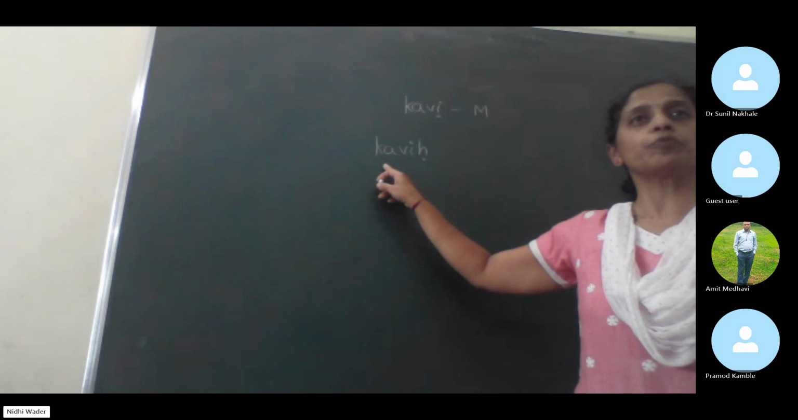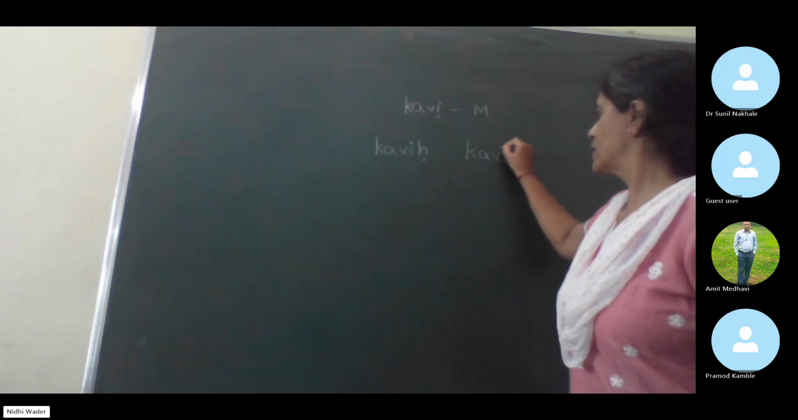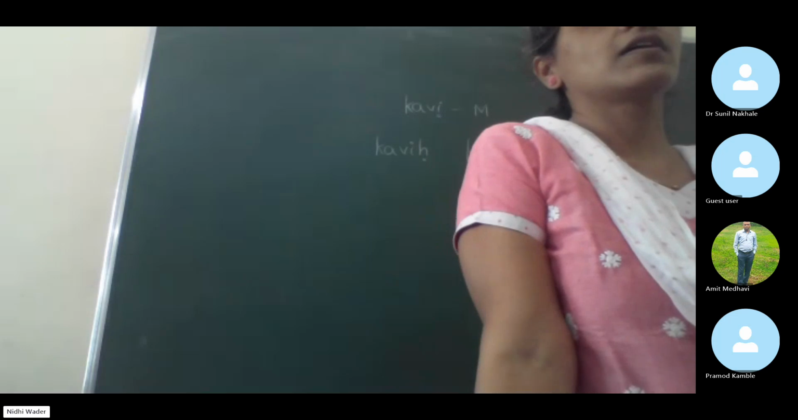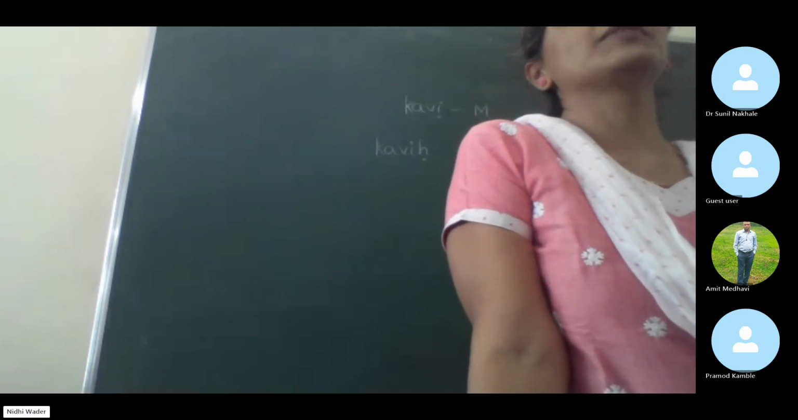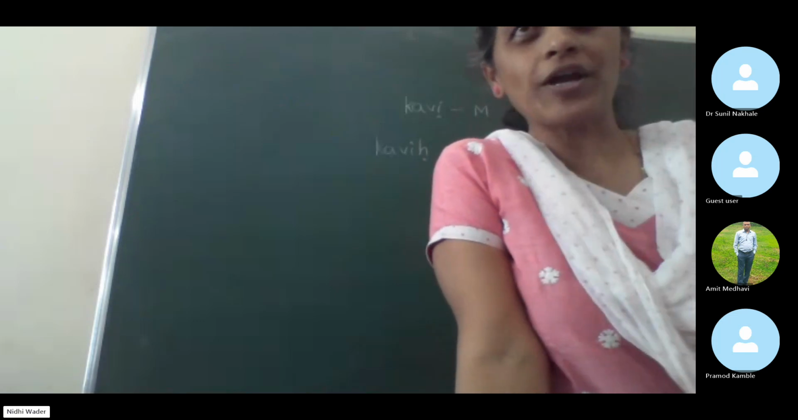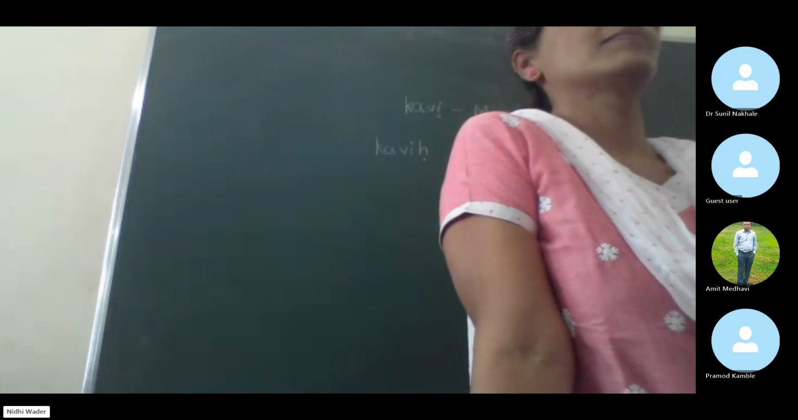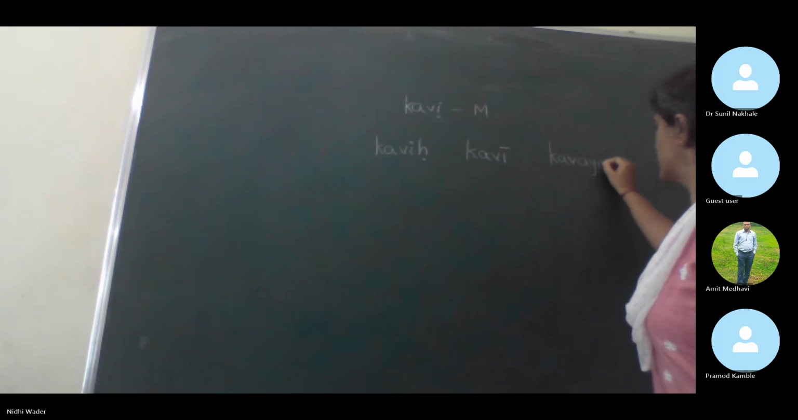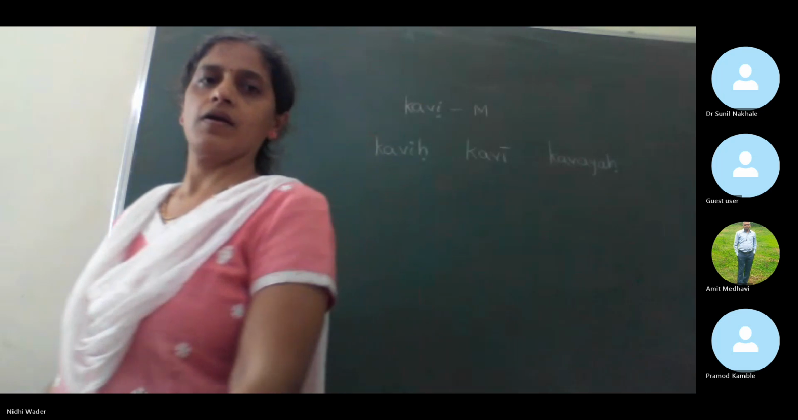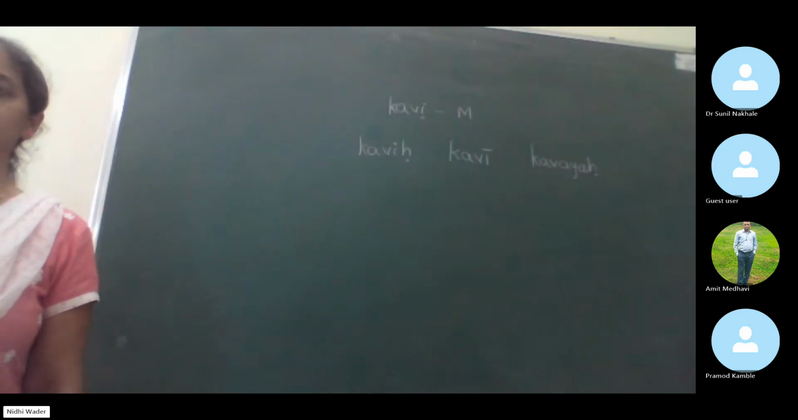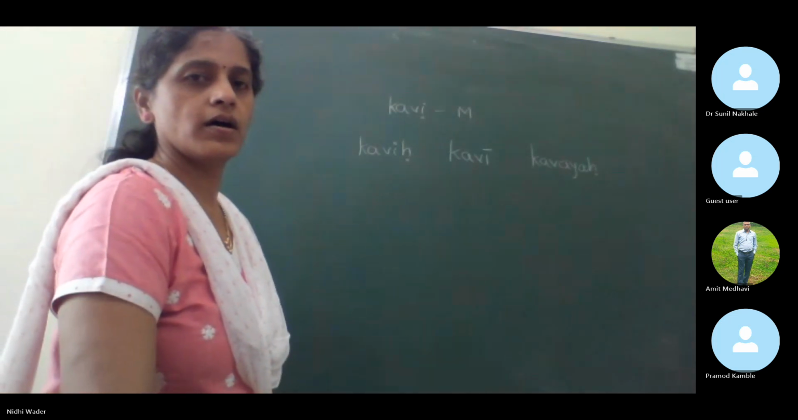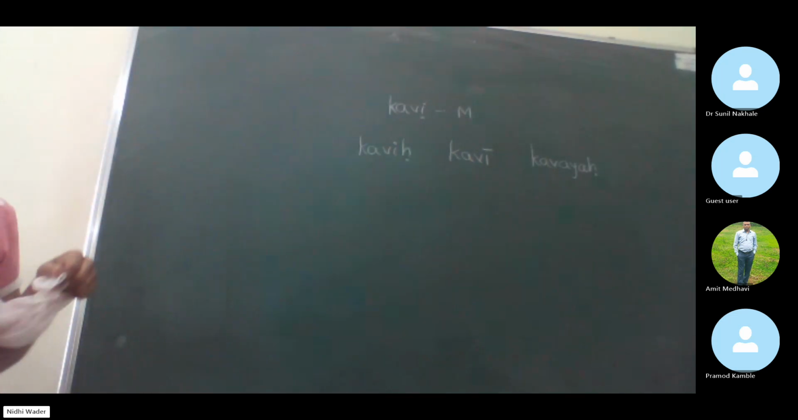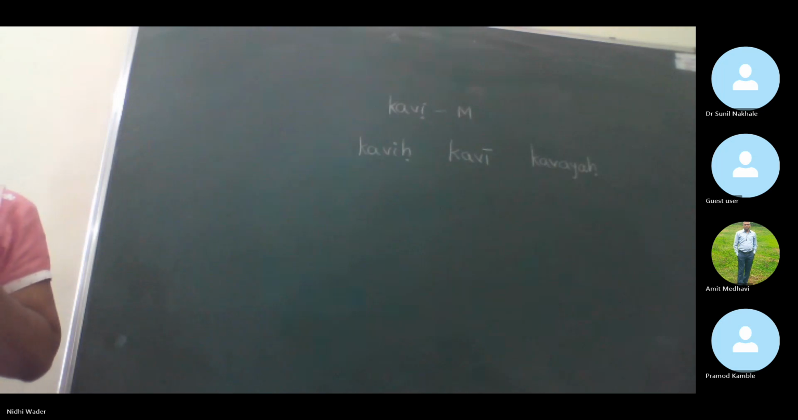Kavihi. Suppose there are two poets. Kavi kavitam likhataha. What is the meaning? Two poets are writing a poem. So two poets, because it's dual, kavi likhataha. Suppose there are many poets writing a poem. Then what do I have to use? Kavayaha kavitam likhanti. So kavihi, kavi, kavayaha, nominative.